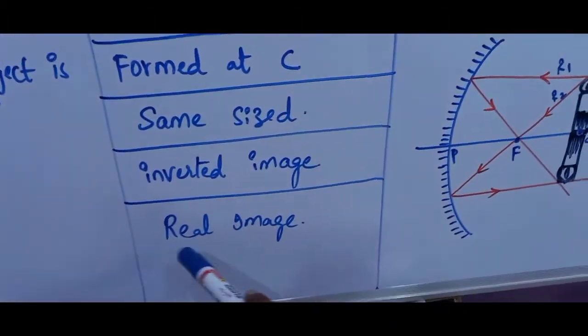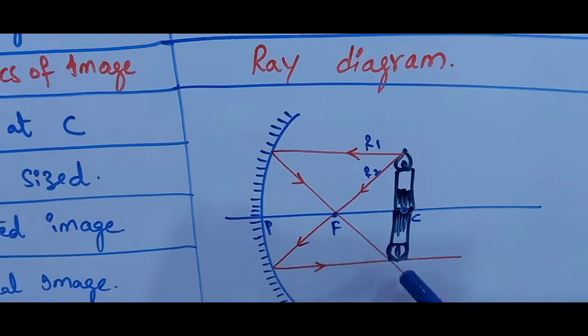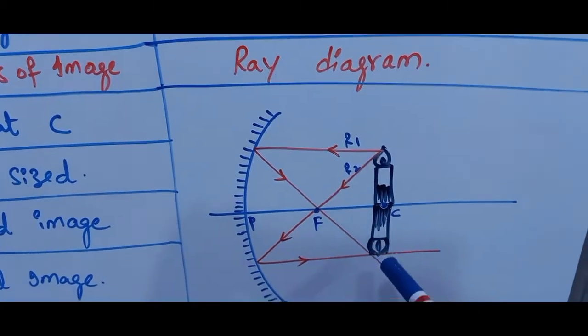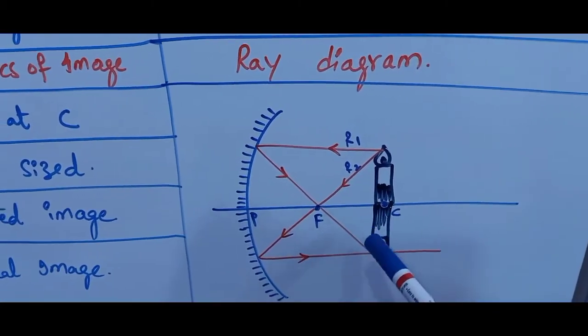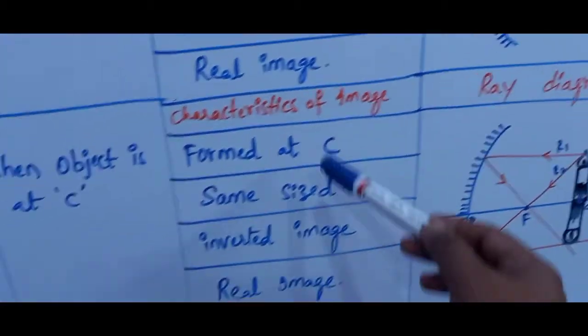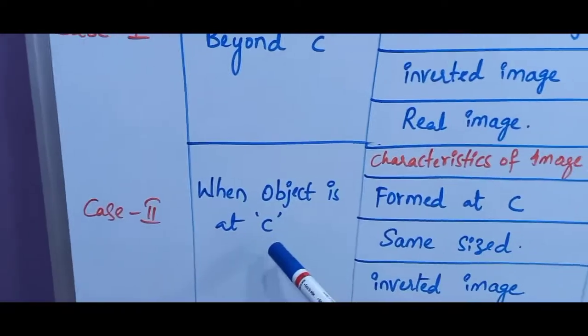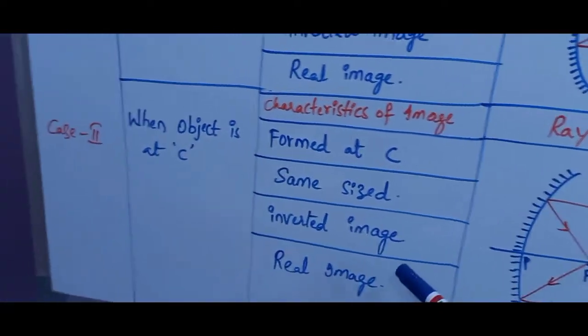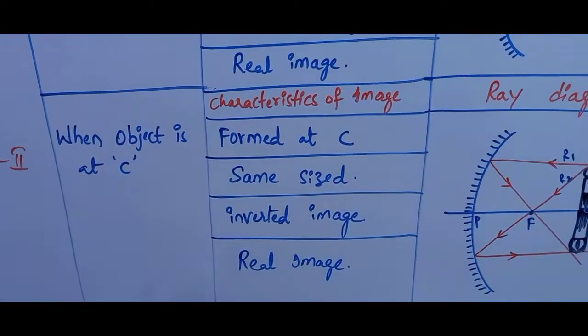It is also a real image, because this image is formed in front of the concave mirror, so that we can easily catch it upon a screen or on a paper. So this is also a real image. These are the characteristics of the image when the object is placed at C. So these are also found to be correct. Now we'll go to the next case.